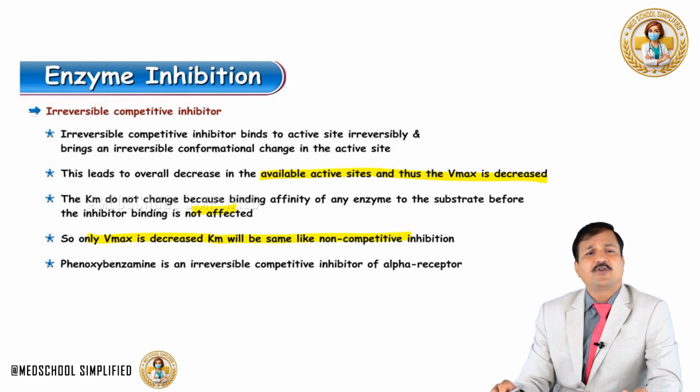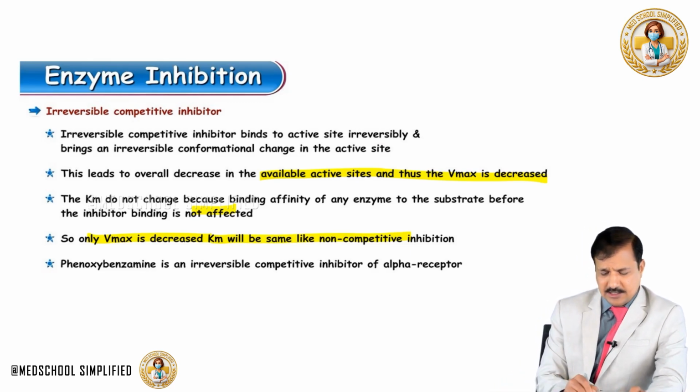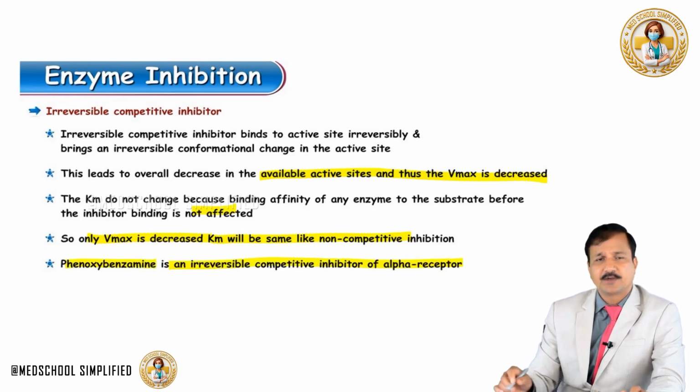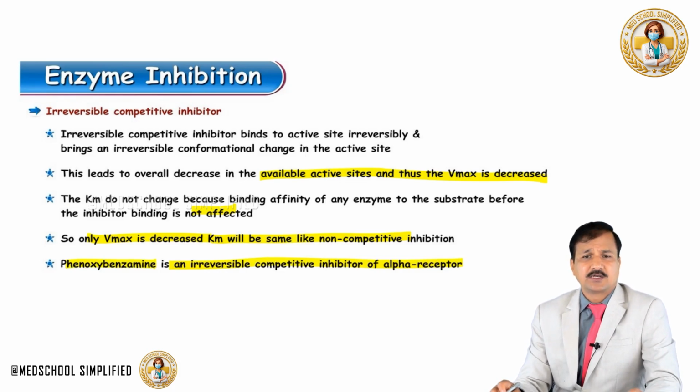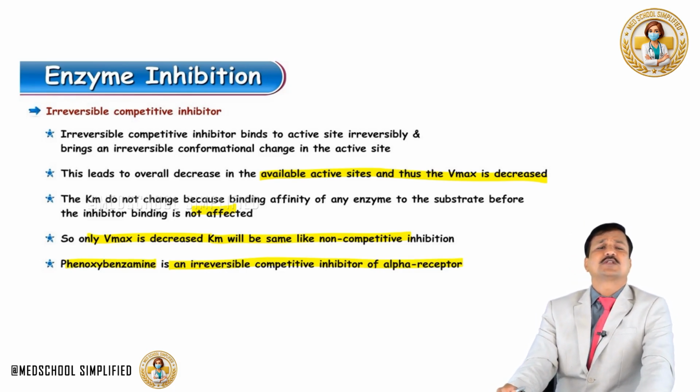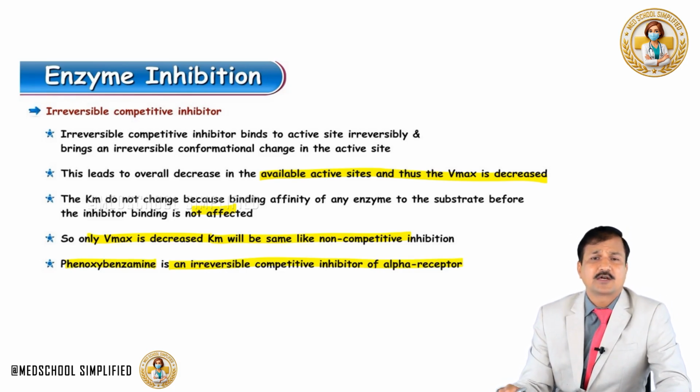The example of an irreversible competitive inhibitor is phenoxybenzamine, which is an irreversible competitive inhibitor of alpha receptors. It's an alpha adrenergic receptor inhibitor, phenoxybenzamine. That's an example of an irreversible competitive inhibitor.